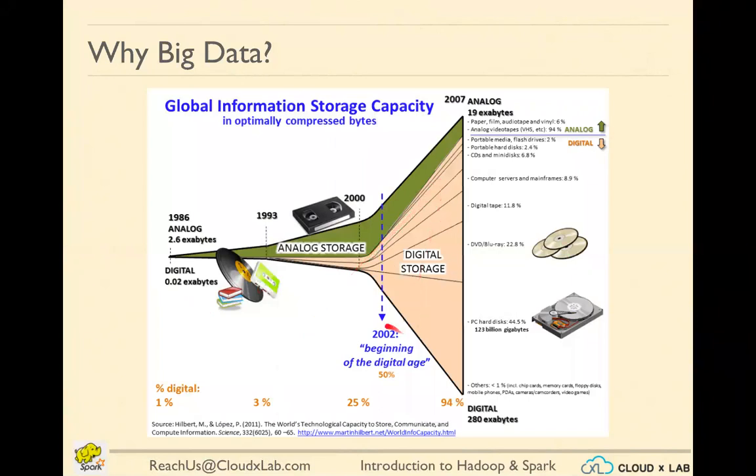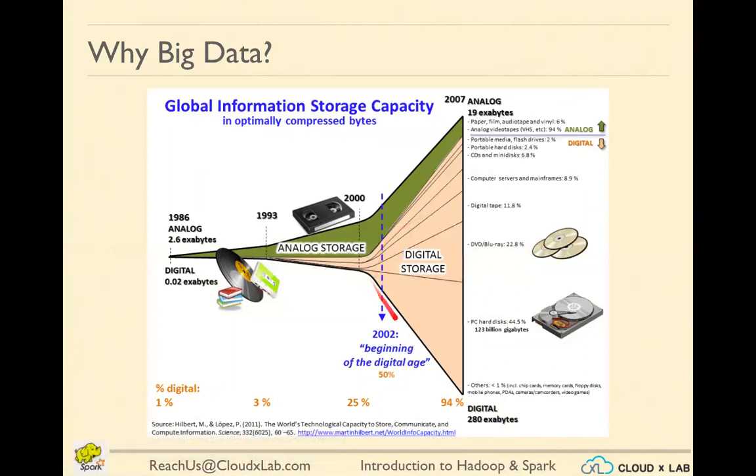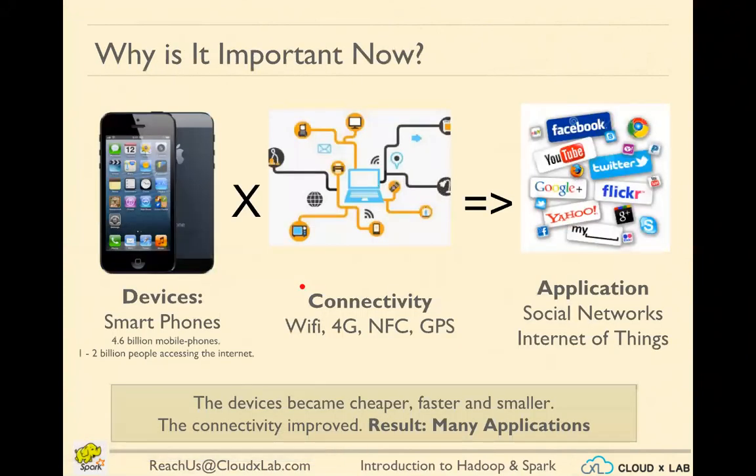And as you can see, 2002 was a time when suddenly the digital age started, because the data started growing exponentially. The digital data started growing exponentially while the analog data kind of started shrinking. So you can see that digital storage grew exponentially after 2002. And my question is, why so? Why did it happen that way?